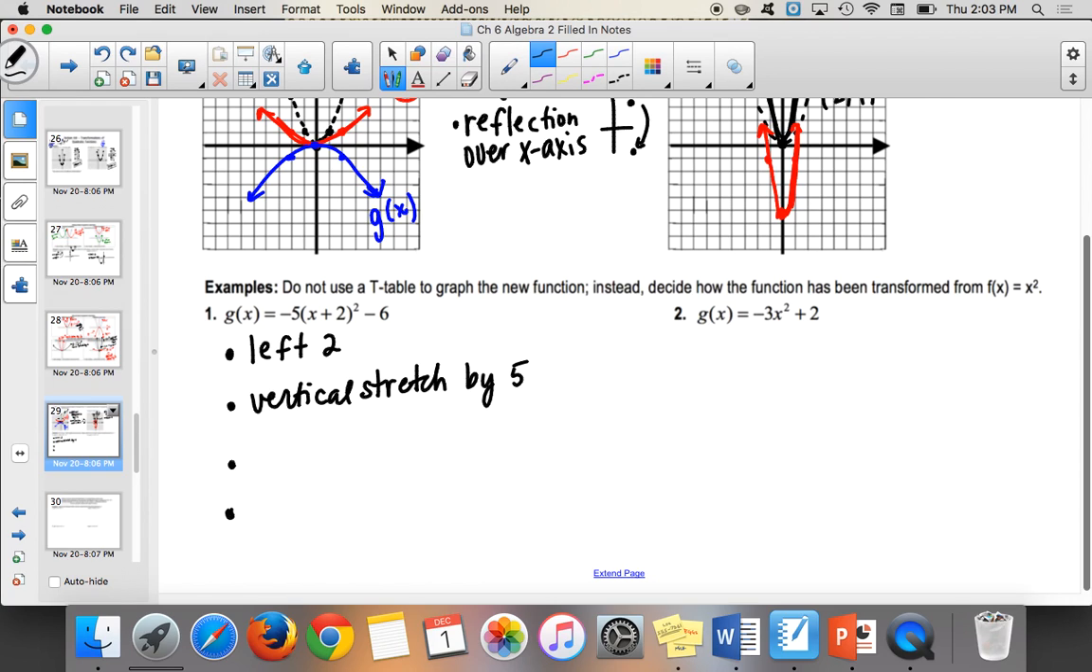All right, the minus out front. Down 5? No, not down 5. I was just writing it. A negative out front, what does it do to a graph, a negative? It's some kind of reflection, so we're going to do reflection over the x-axis.